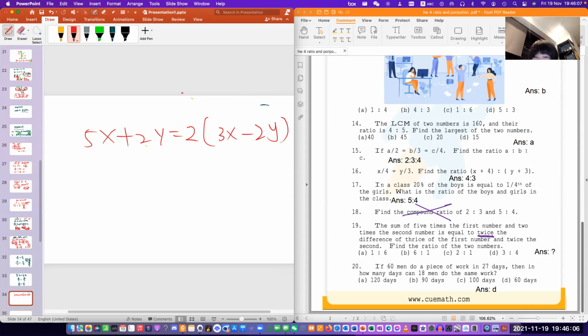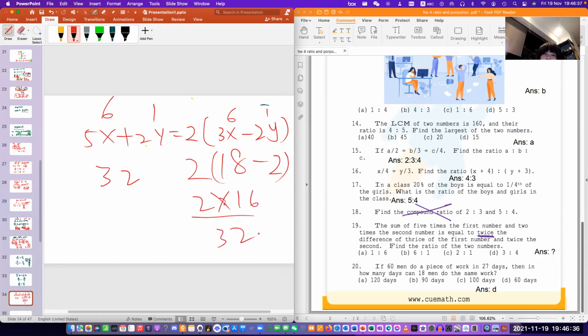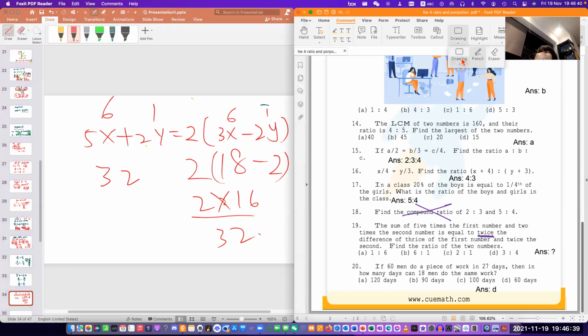Okay, so what about 1 to 6? So 1 to 6 is 5, so 17. No, 17 doesn't make sense because 2 times you can't have it. Then 6 to 1. So you're going to have 32. So this is 6 to 1. 18 minus 2. Yep. So 6 to 1 is the answer. So 2 times 16 is 32 as well. So B is the answer. You got it? Okay.